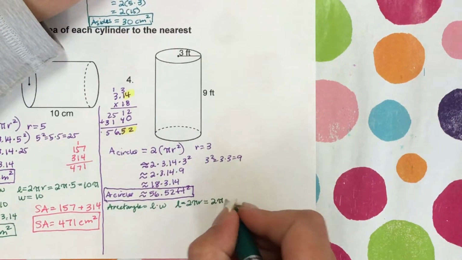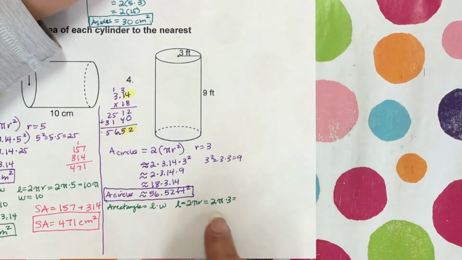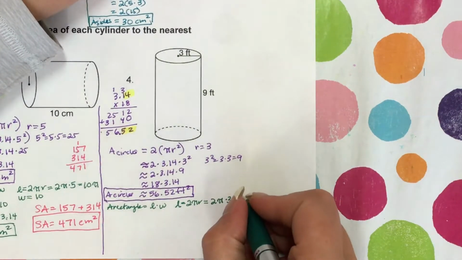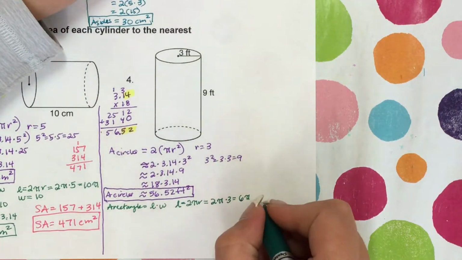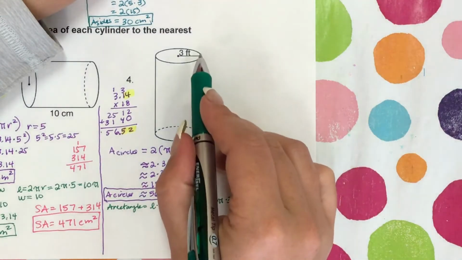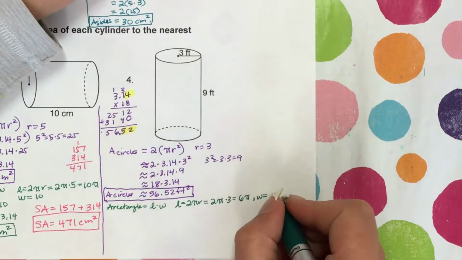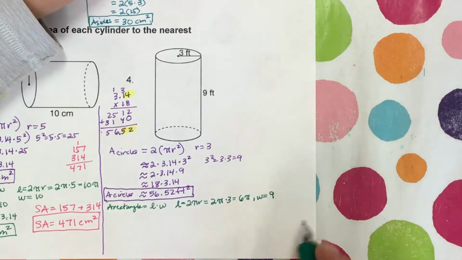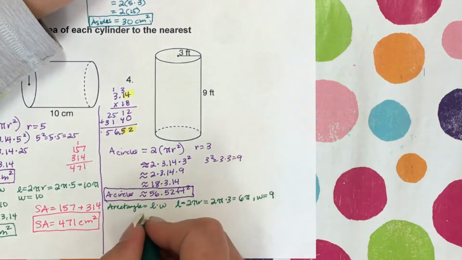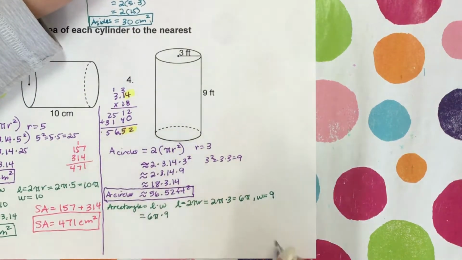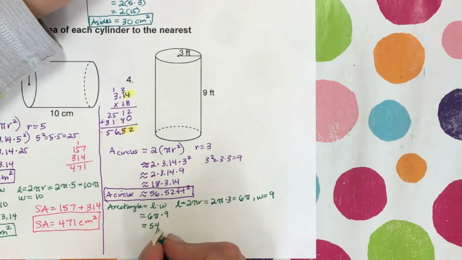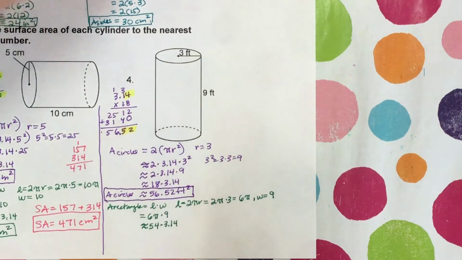It's going to be 2 pi times 3. And then we can multiply 2 times 3, which would be 6 pi. That's what our length equals. And then our width is equal to 9. Our width is equal to 9. Okay? We're going to go ahead and substitute those values in. So we get 6 pi. That's our length times our width, which is 9. I'm going to do the order 6 times 9 first. That's going to be 54 times 3.14. And when I do that, it's got to be approximate.